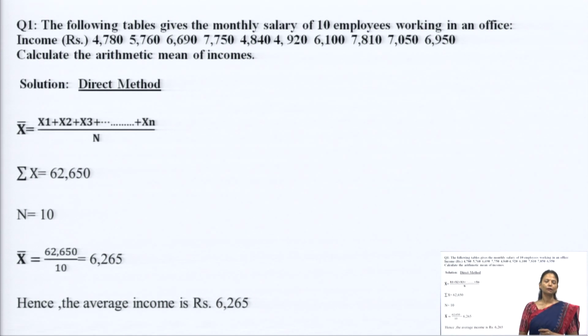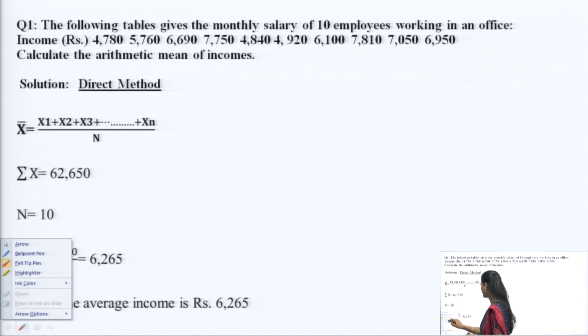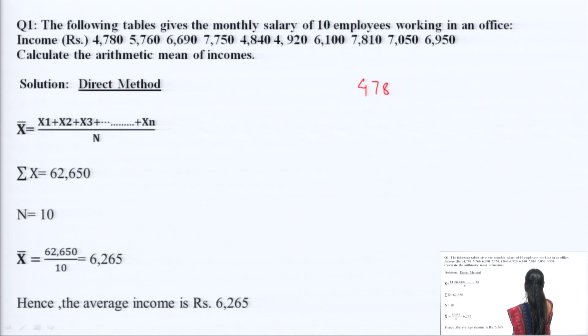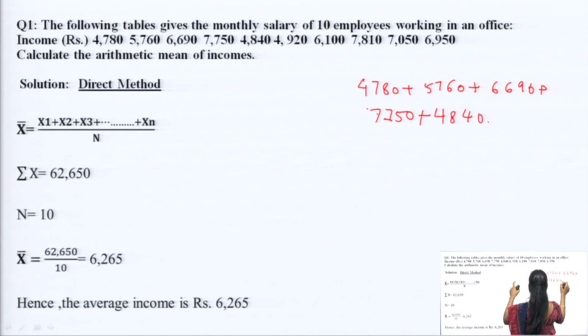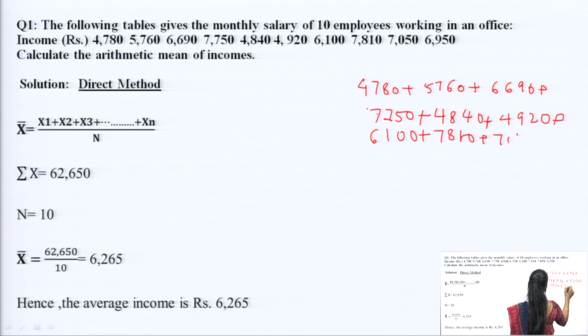There are two different ways to solve this question: one is the direct method and the other is the shortcut method. First, we will find it with the direct method. In the direct method, we add 4780 plus 5760 plus 6690 plus 7750 plus 4840 plus 4920 plus 6100 plus 7810 plus 7050 plus 6950.